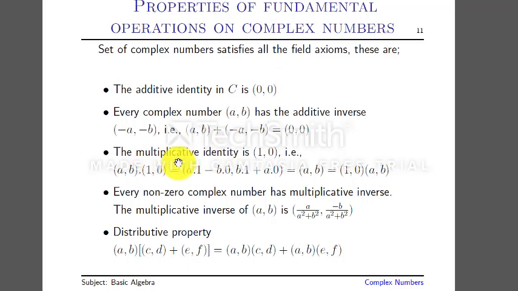The multiplicative identity is (1, 0). That is, if (A, B) is a complex number and we multiply it by (1, 0), which is the multiplicative identity, we obtain the same complex number. So (1, 0) is the multiplicative identity. Similarly, in case of the real numbers, we write the multiplicative identity as 1. But when we write the multiplicative identity in the set of complex numbers, it must be (1, 0).